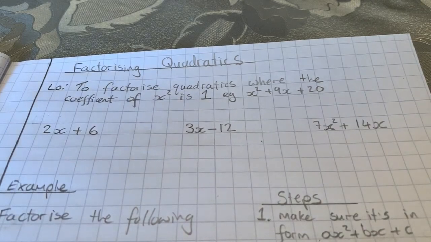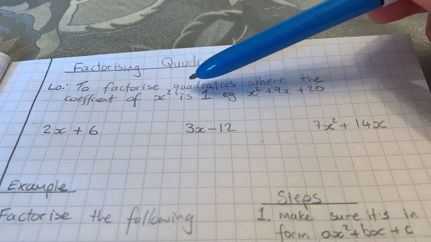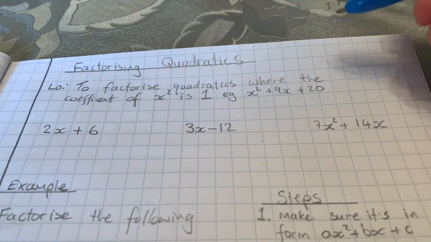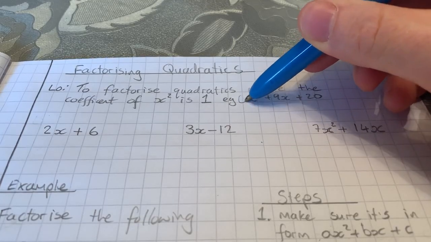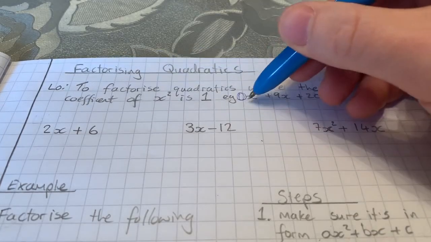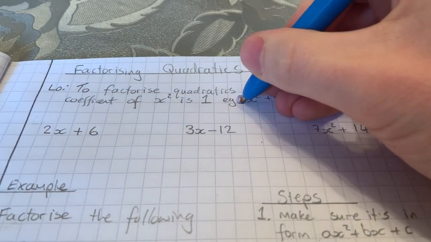This video is explaining how to factorise quadratics where the coefficient of x squared is 1. So what I mean by that is it just has x squared at the start with no number in front of it here. There's nothing there. That's not a 0. That's just indicating that you would have a 1 there.